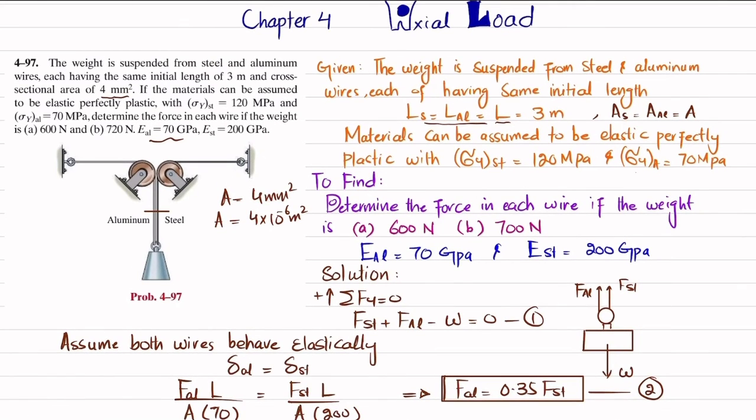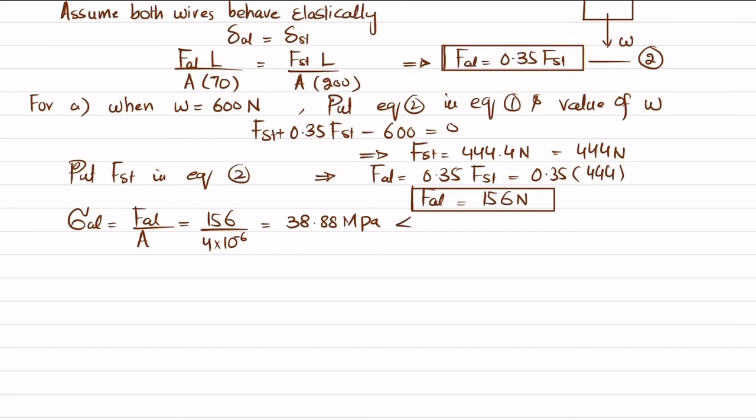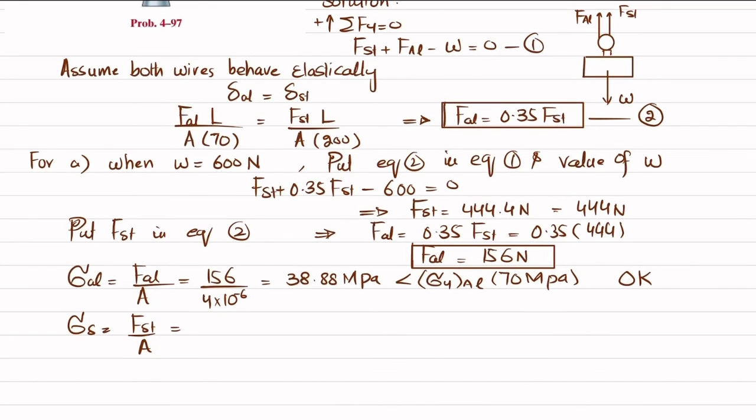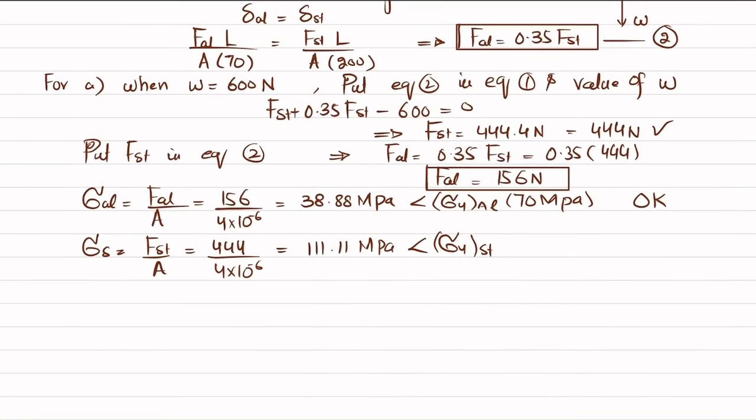You can see that the yield stress of aluminum is 70 megapascal, and this stress is less than the yield stress of aluminum, so this wire is okay. Now for steel, the stress will be equal to F of steel divided by area. F of steel is 444. So 444 divided by 4 into 10 to the power minus 6 is 111.11 megapascal, and this is also less than the yield strength of steel, which is given as 120 megapascal. So this wire is also okay.